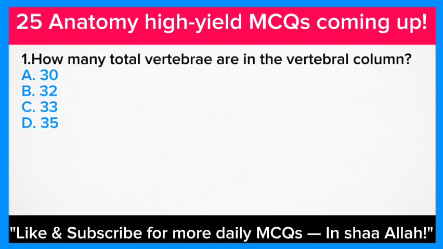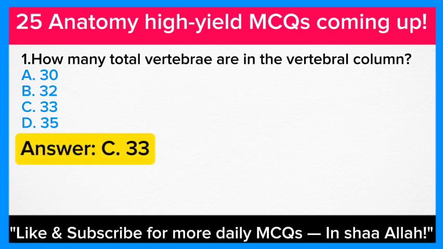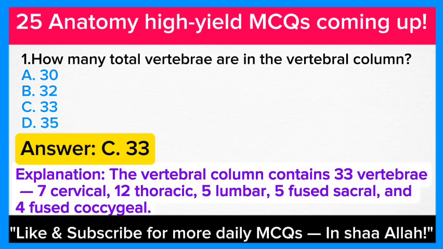1. How many total vertebrae are in the vertebral column? A. 30. B. 32. C. 33. D. 35. Answer: C. 33. Explanation: the vertebral column contains 33 vertebrae: 7 cervical, 12 thoracic, 5 lumbar, 5 fused sacral, and 4 fused coccygeal.